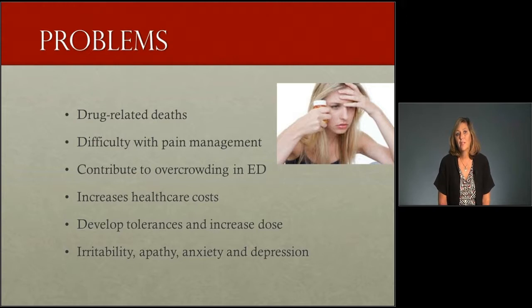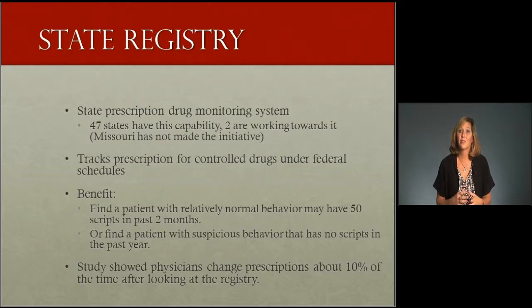So we're going to see it all the way around. We see all these problems based on these dilemmas. Over prescriptions, over treatments, drug-related deaths. Under treatment, difficulty with pain management. If we don't treat well enough in pain clinics and outside clinics, we're going to overcrowd our emergency rooms with people trying to seek emergency care for their pain management. It increases healthcare costs. If we don't have really one good team managing pain, sometimes it develops a lot of tolerances, cross tolerances, and can increase their dosing, and then it can contribute to a lot of the psychosocial complications of that.